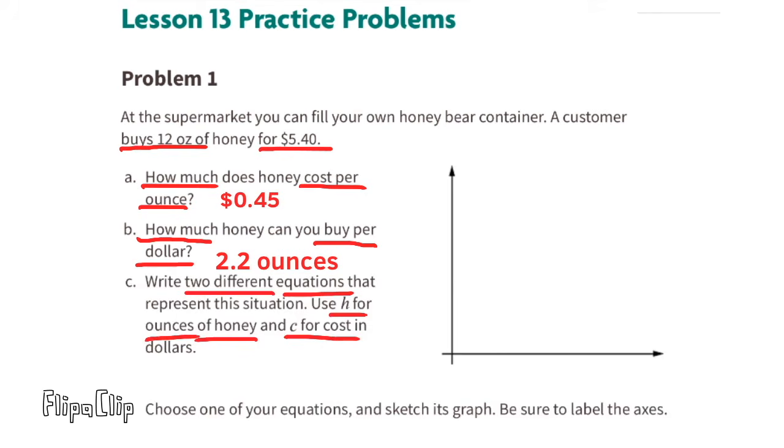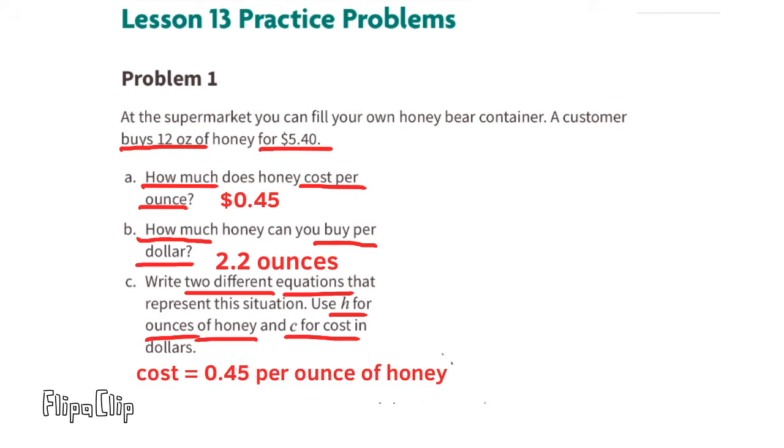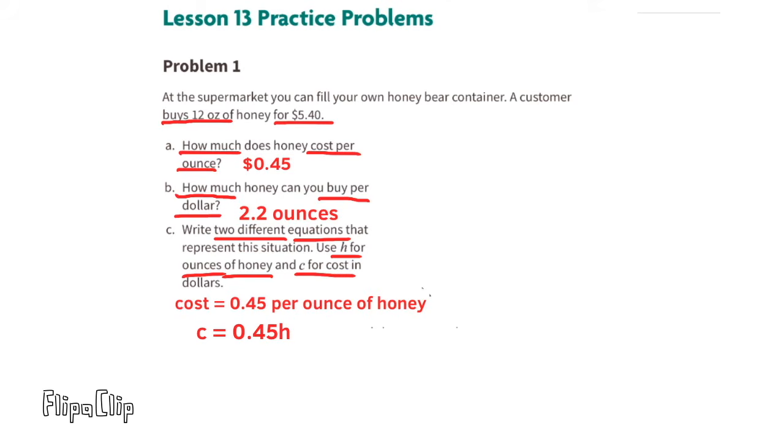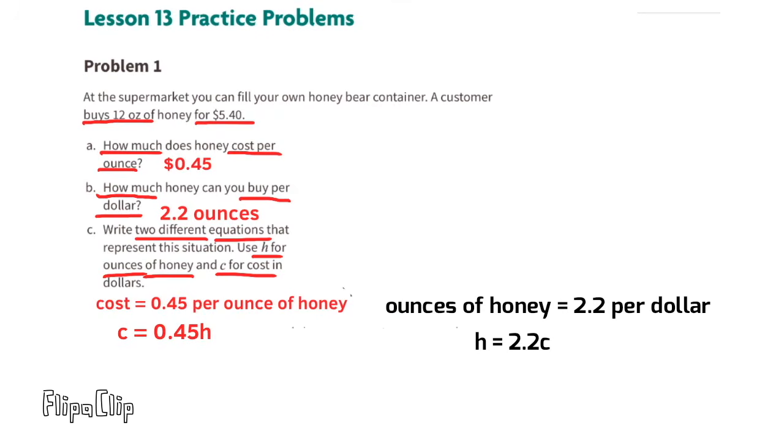C. Write two different equations that represent this situation. Use H for ounces of honey and C for cost in dollars. The cost is 45 cents per ounce of honey, so the equation could read C equals 0.45 H. And since you can buy 2.2 ounces of honey for $1, you can write the equation H equals 2.2 C.